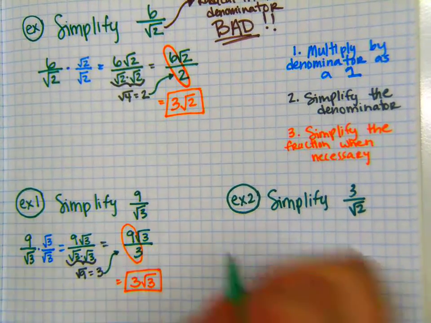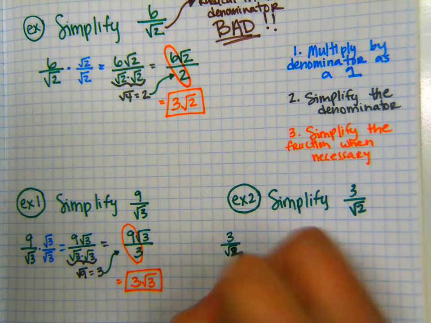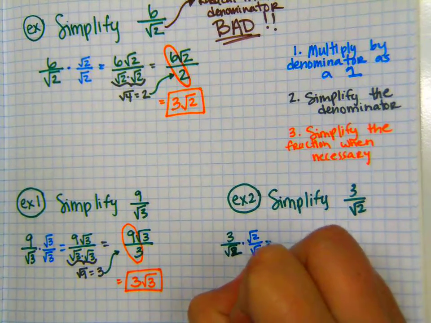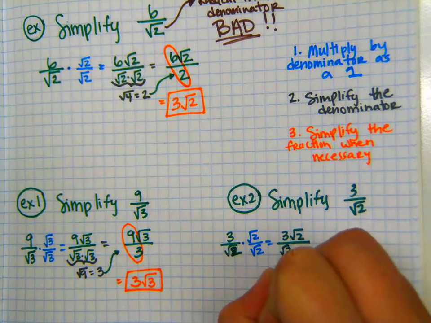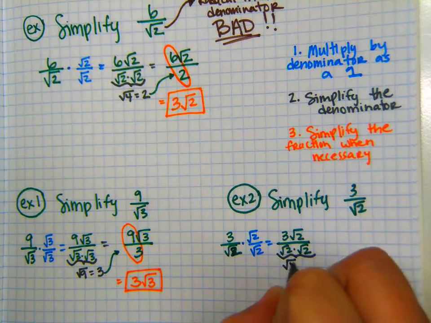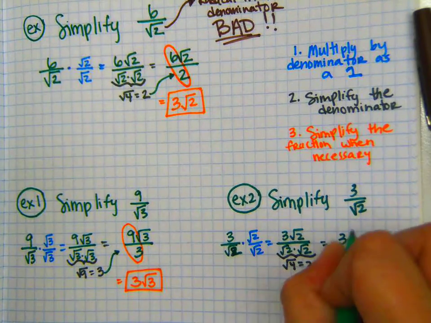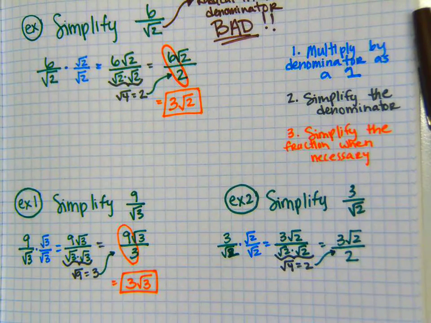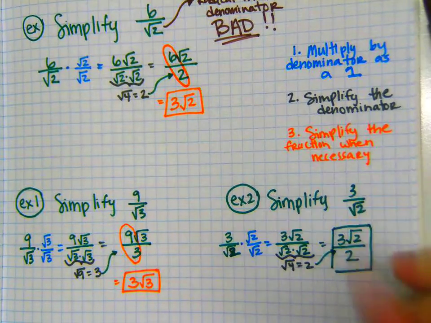And then the other one, we have 3 over root 2. So we're going to start by multiplying by root 2 over root 2. And that's going to give us 3 root 2 all over root 2 times root 2. Right here, that's root 4, which we know is 2. So we're going to get 3 root 2 all over 2, because we bring up that 2. And can we simplify that? No, we can't. So that's actually our final answer, because we can't divide 3 by 2.